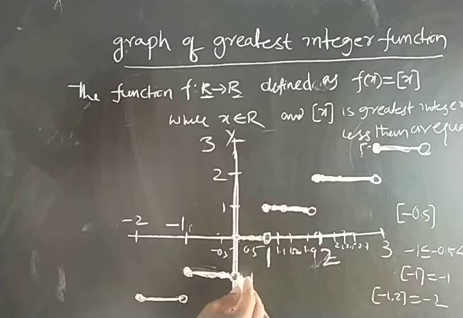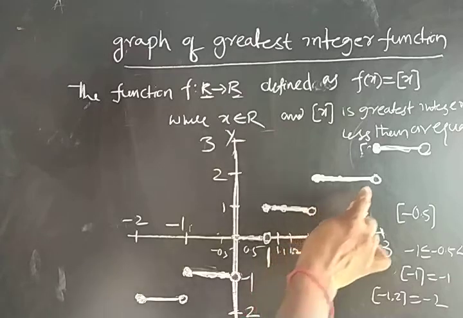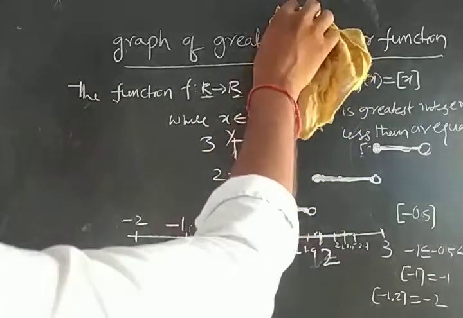Open circle means there is no image here. Here again open circle, here shaded circle. Open circle, this is shaded circle. This is open circle. Okay. This is also open circle. This is the graph of the greatest integer function. Okay, very important graph. Now, the graph of the least integer function.